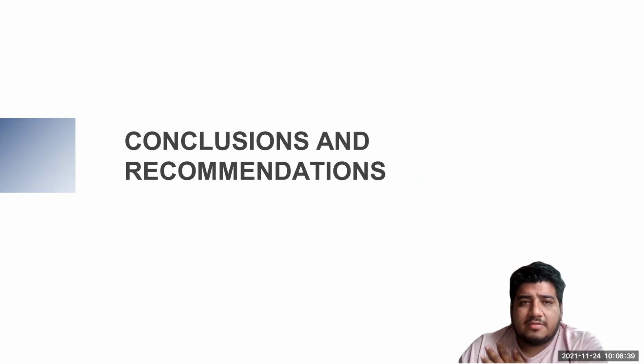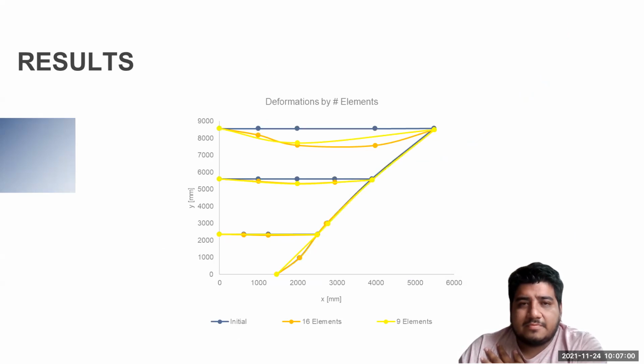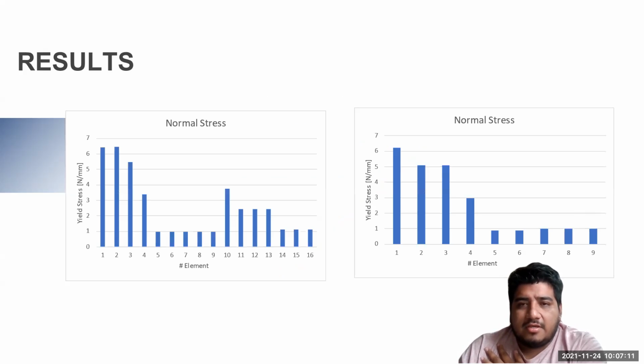Conclusions and recommendations. The precision of the results obtained by the finite element method depends on the number of joints and elements, so the greater the number of these, the more accurate the results will be. The analysis on each element will be more precise, as can be observed in the graph in the presentation, where the deformation curve for 16 elements has better convergence towards the solution than that of 9 elements.